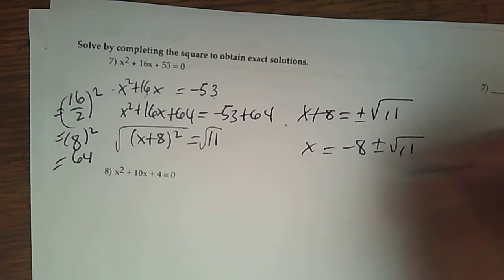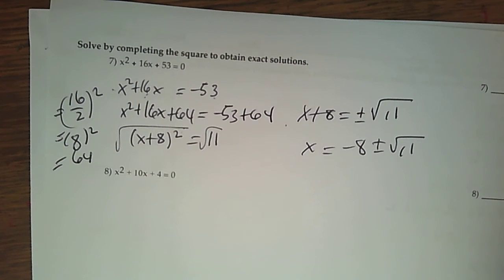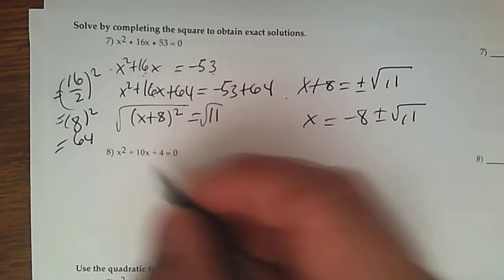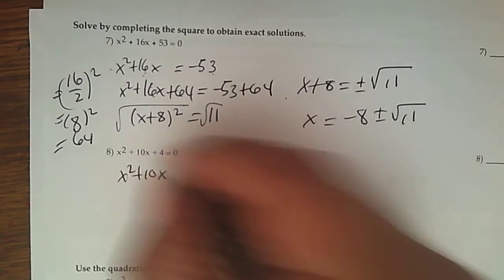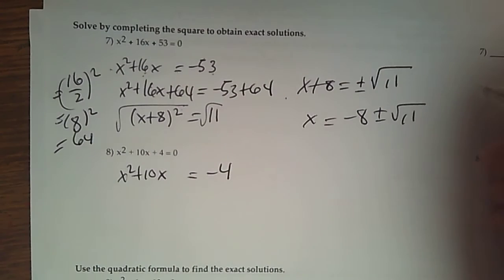And they're unlike numbers, so they can only go beside each other. Let's try that again. Complete the square. So I'm going to go x squared plus 10x. I'm going to leave a space, and I'm going to subtract 4 to the other side.